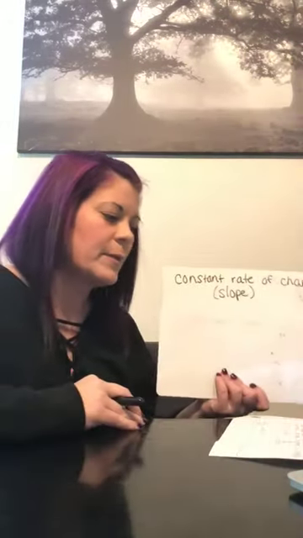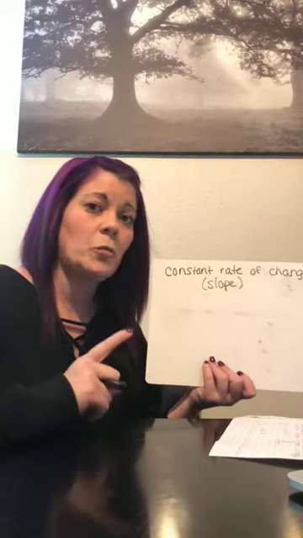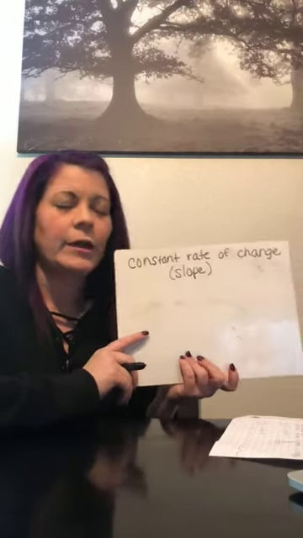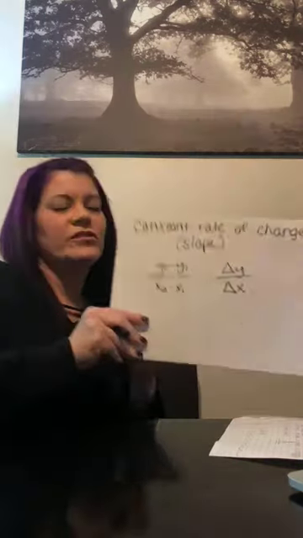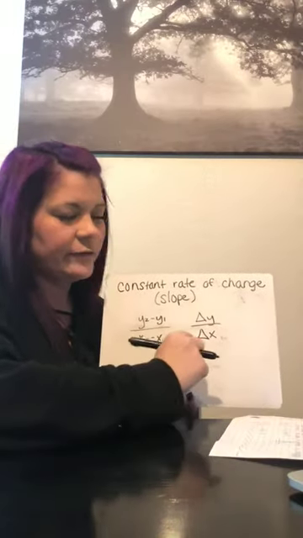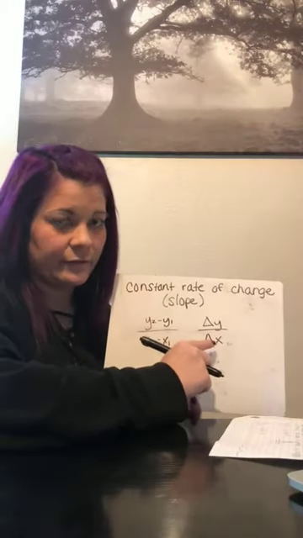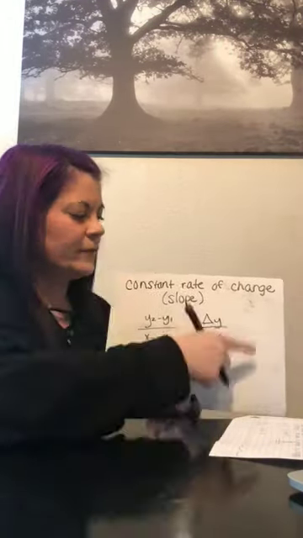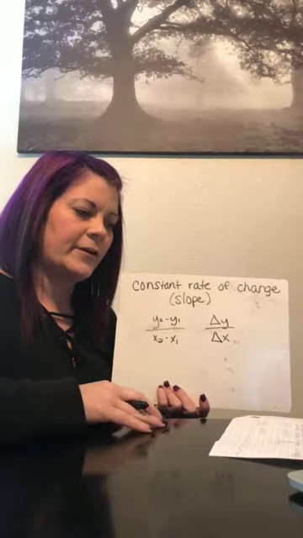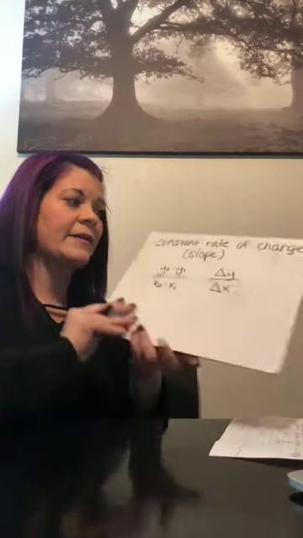And we can figure this out. We can figure out the slope by doing the change in y's over the change in x's. Your teacher might teach you the slope formula of y2 minus y1 over x2 minus x1, but I like to just write it as delta y over delta x, which just means the change in y's over the change in x's, okay? This one's a little easier to remember for me.